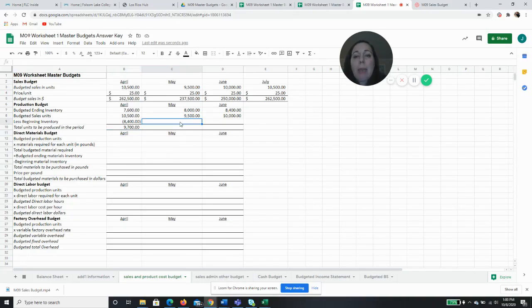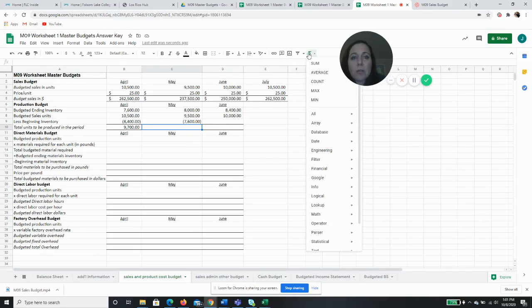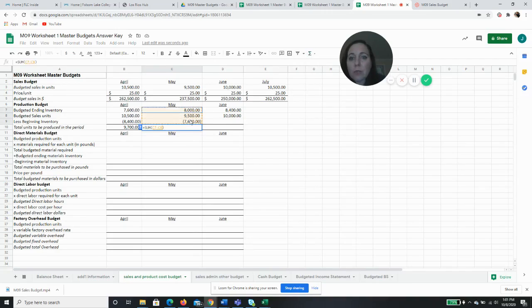All right, so in May, our beginning inventory is last month's ending inventory. So we'll subtract 7,600, which was last month's. There we go. Gotta get my formula right. So we will have given ourselves a head start of 7,600 units. So the total we need to produce in May will be 9,900 units. That'll allow us to sell 9,500 units and have 8,000 left over in ending inventory.